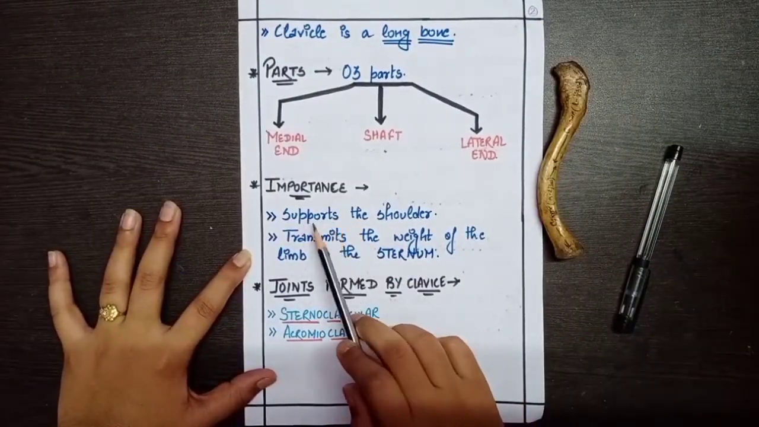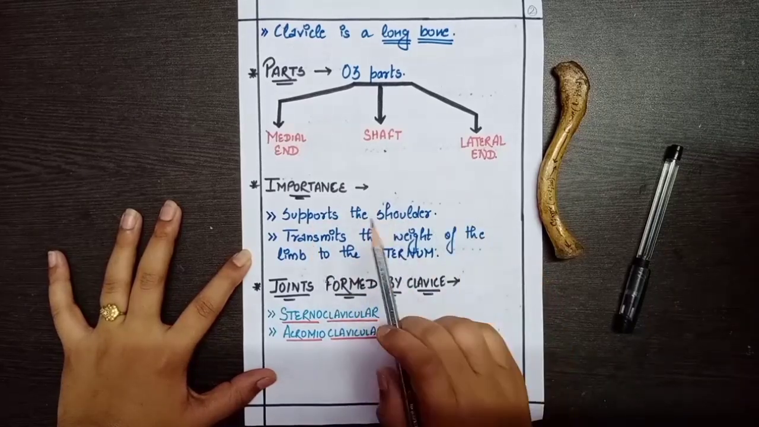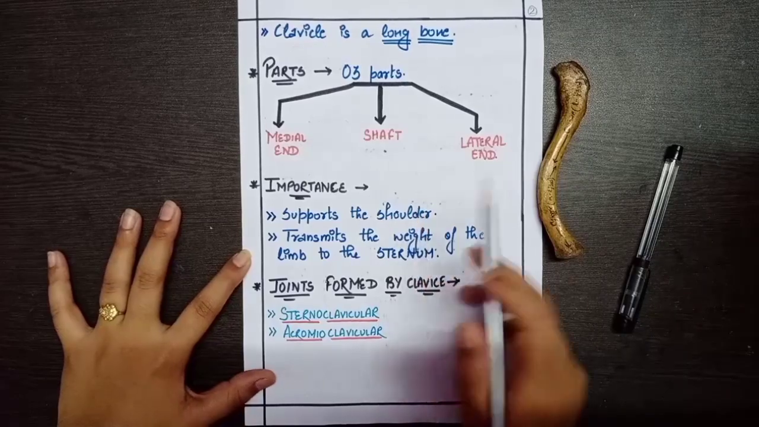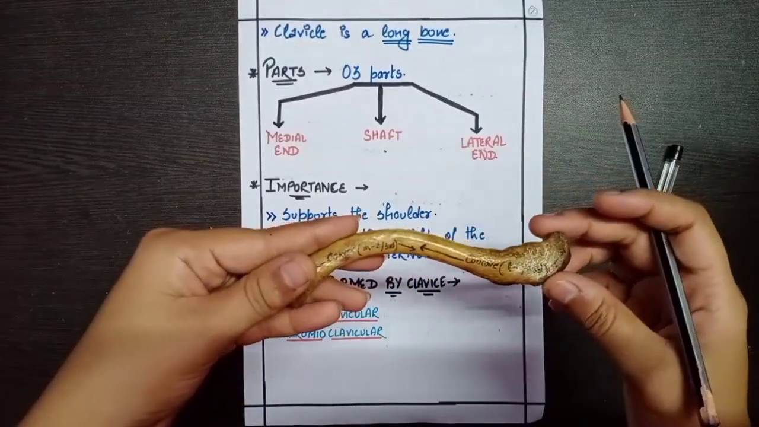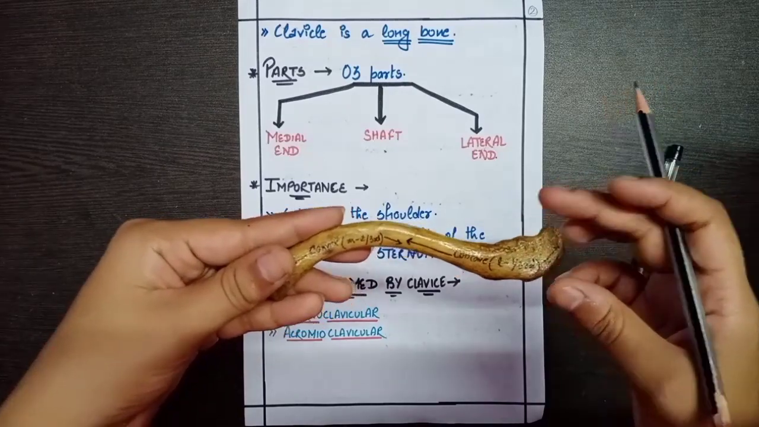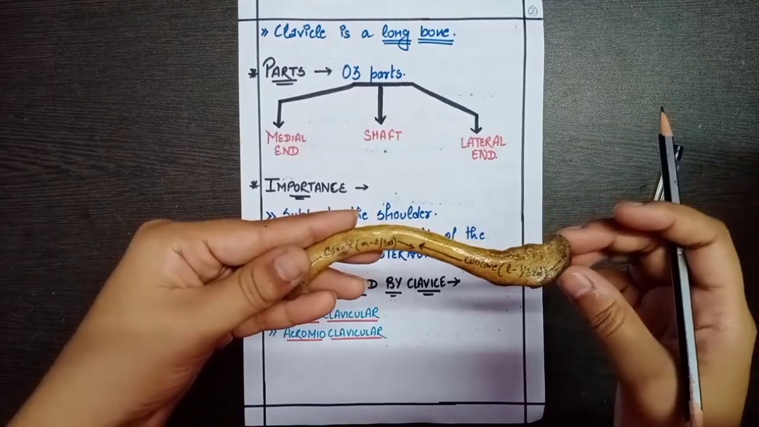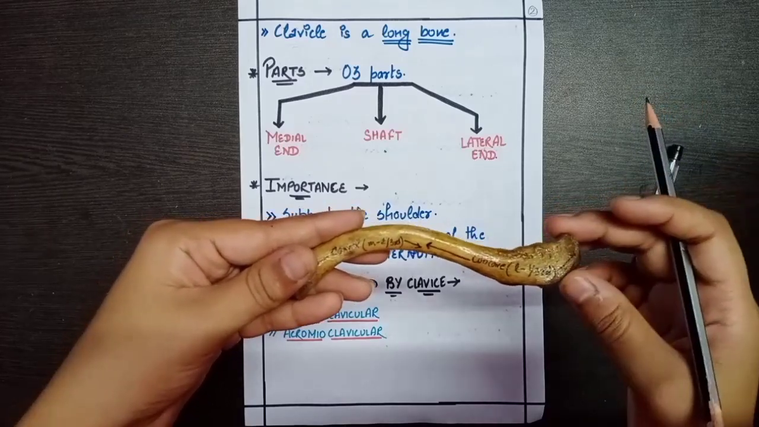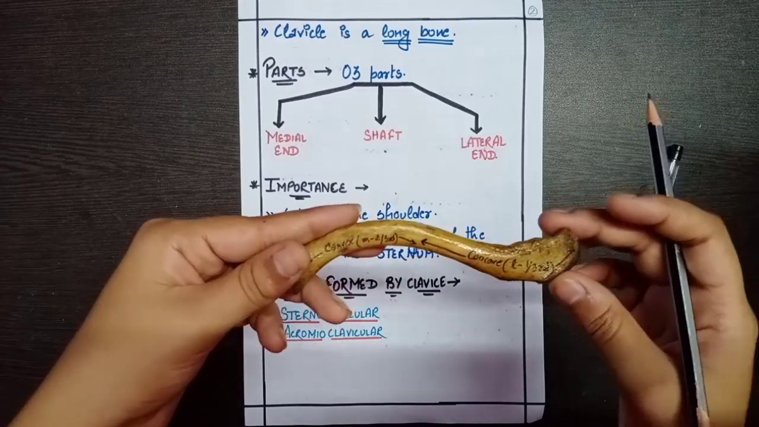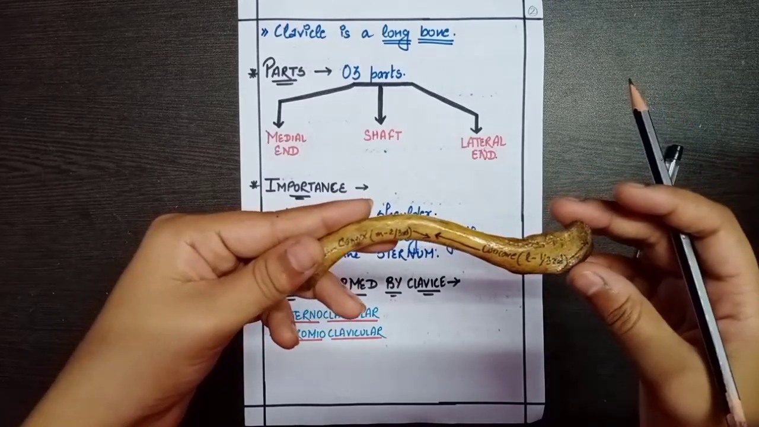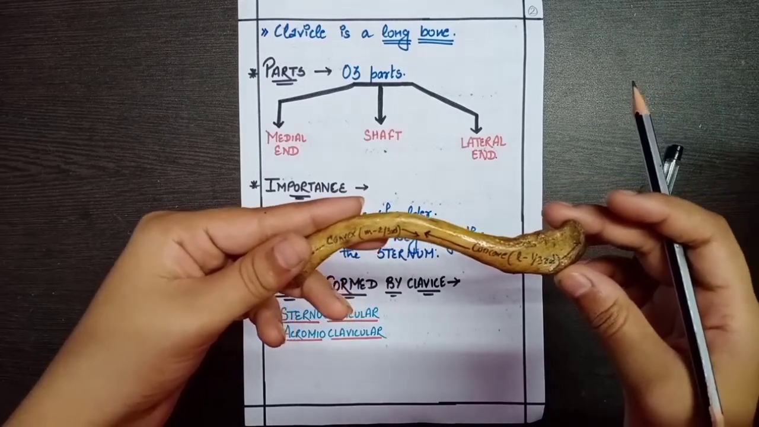It has two importances. First, it supports the shoulder. Now the question arises: how does it support the shoulder? This is the lateral end, which is also known as the acromial end. This acromial end or lateral end articulates with the acromion process of the scapula and forms the acromioclavicular joint, which is a part of the shoulder joint. Don't worry about the acromion process. When we go through the osteology of the scapula, we'll be very clear about it.